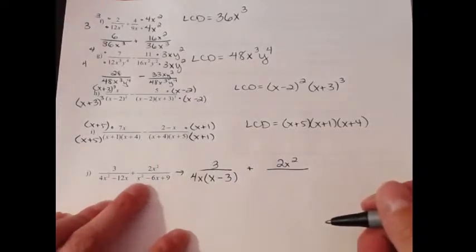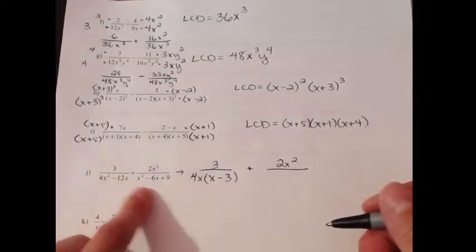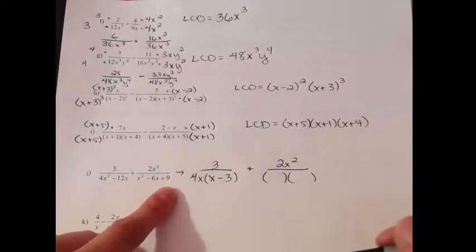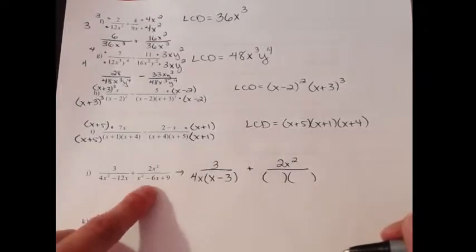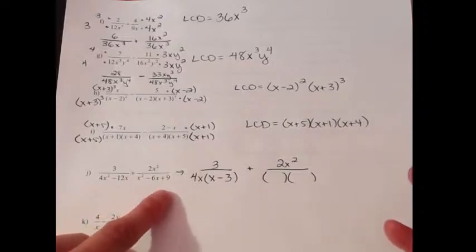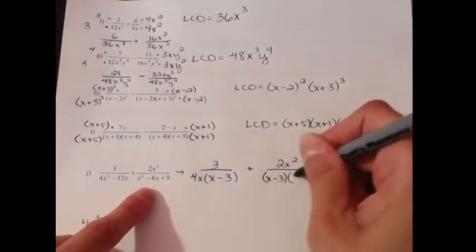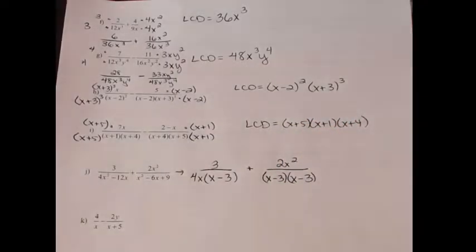Since this is a trinomial where my leading coefficient is 1, I'm going to use trial and error, which means I need to find factors of positive 9 such that when I combine them, I get a negative 6. Well, 3 times 3 gives me 9. A negative 3 times a negative 3 also gives me a 9. And a negative 3 plus a negative 3 gives me a negative 6. So it's going to be x minus 3 times x minus 3. Perfect.